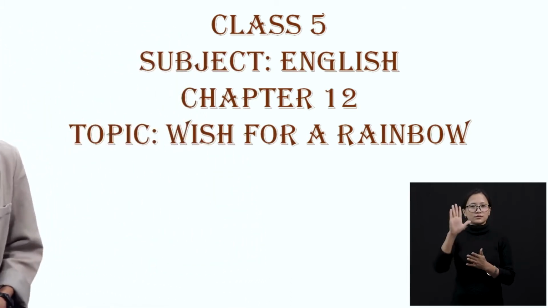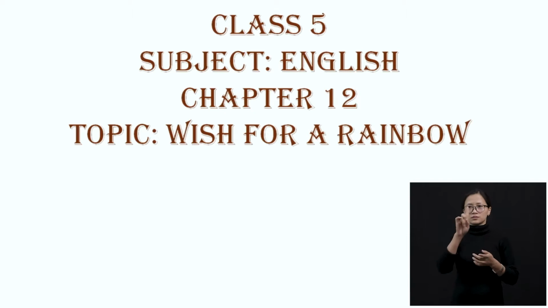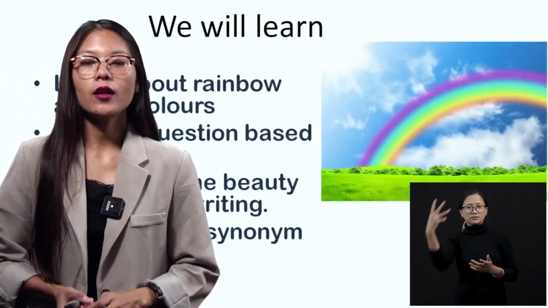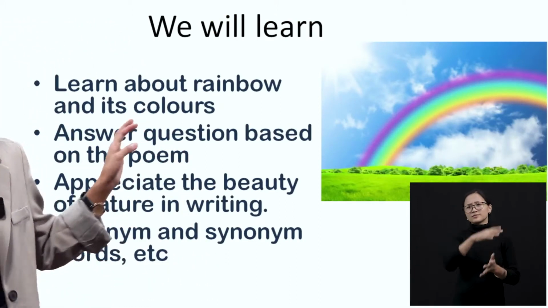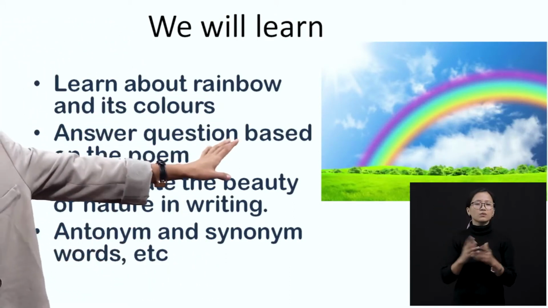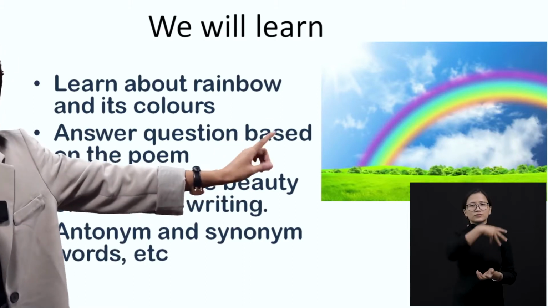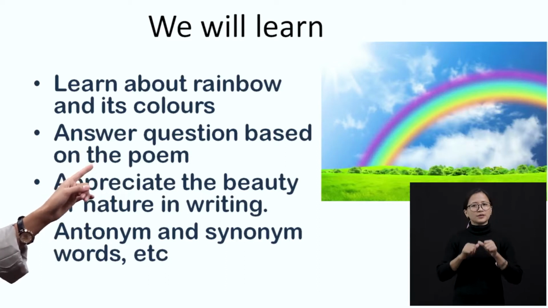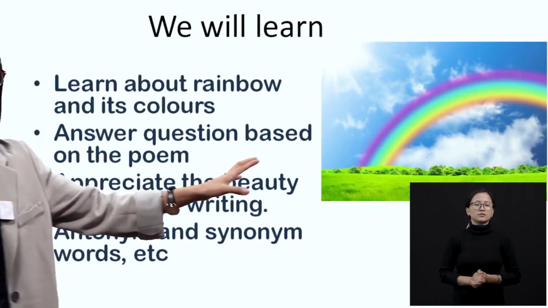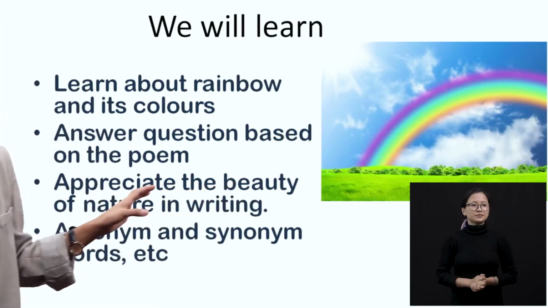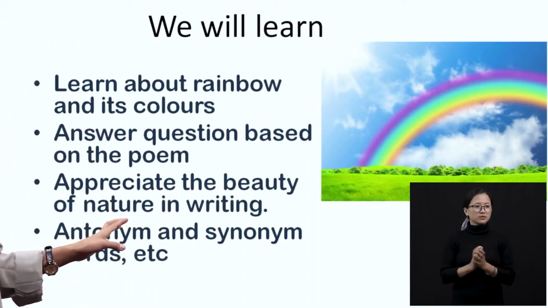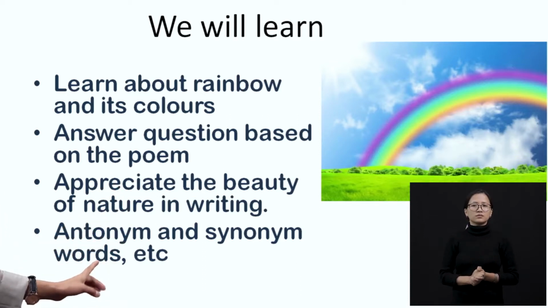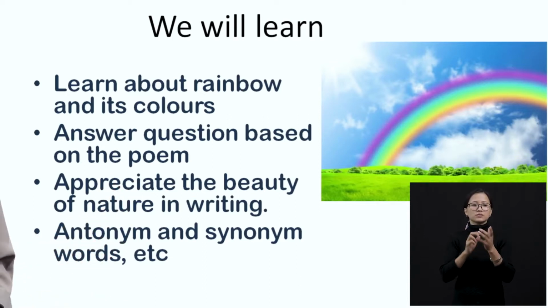Today our topic will be chapter 12, that is Wish for a Rainbow. Today we are going to learn all about rainbows. We will learn what a rainbow is, how they are formed, and what the colors are. We will also be able to answer questions based on the poem after learning it. We will also appreciate the beauty of nature in writing. Through this poem, we will also learn the antonyms and synonym words.